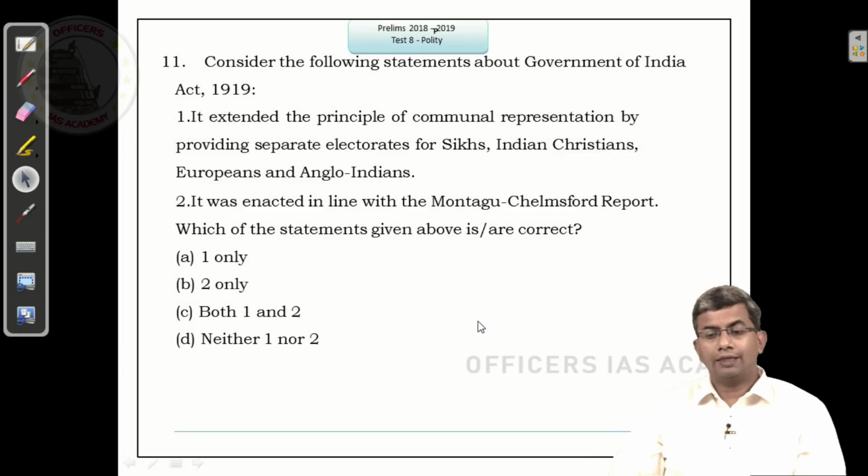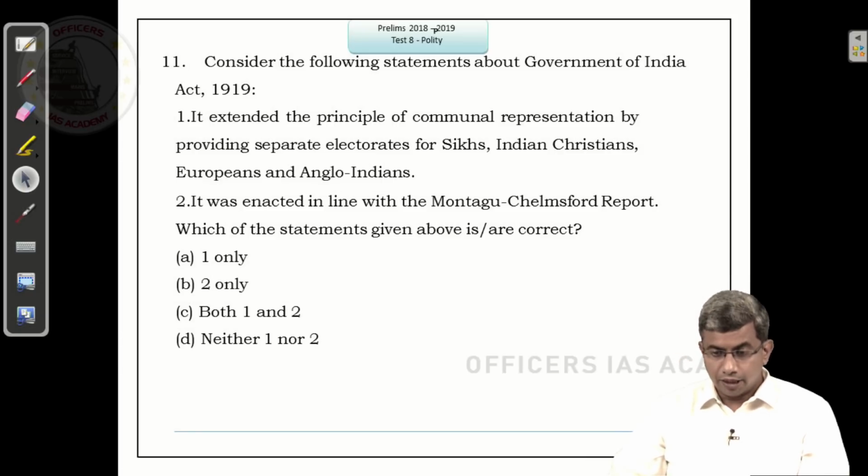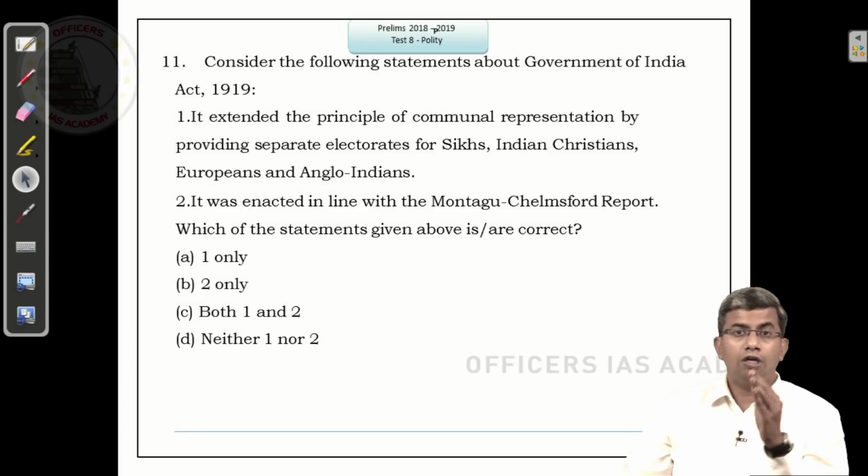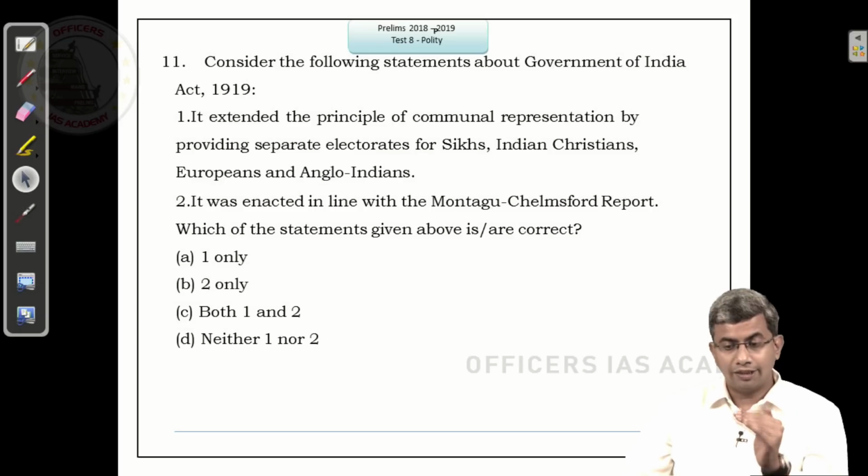Moving on, consider the following statements about Government of India Act 1919. It extended the principle of communal representation by providing separate electorates for Sikhs, Indian Christians, Europeans and Anglo-Indians. It was enacted in line with the Montagu-Chelmsford reforms. So, the Morley-Minto reforms was Indian Councils Act of 1909. The Montagu-Chelmsford reforms was the Government of India Act 1919. So, the second statement is correct. The first statement is also correct.